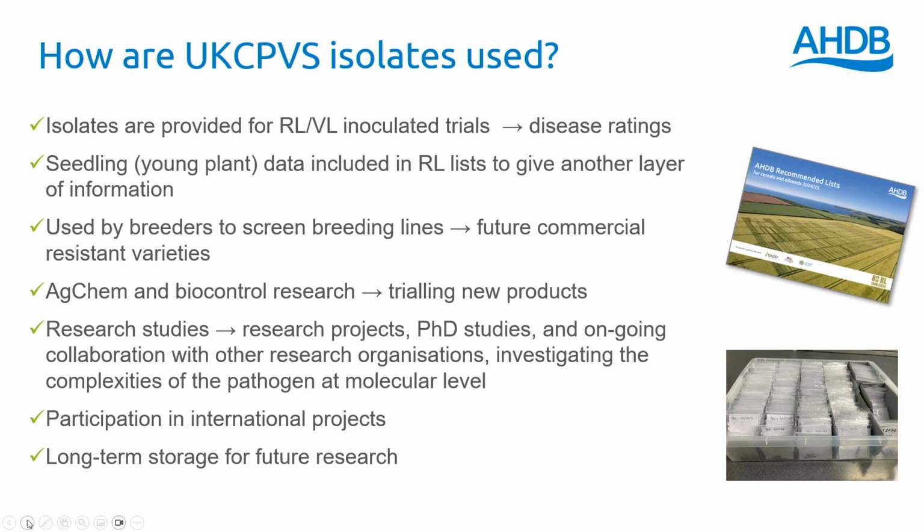So how are your samples used every year? You'll send them in, we'll make isolates out of them, and they'll go into storage. But how else are they used? They could be selected for future work for the recommended list and the variety testing. They might be the isolates that we select to use on our inoculated trials. They are also tested in the growth rooms for seedling stage resistance, and breeders can use these to screen breeding lines, which is good for future commercial variety resistance.